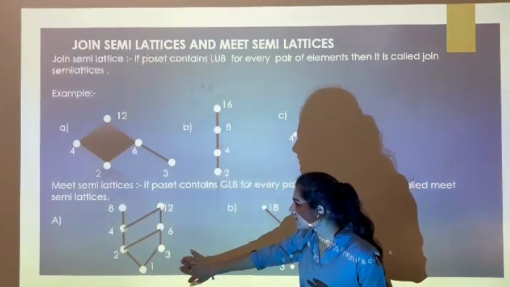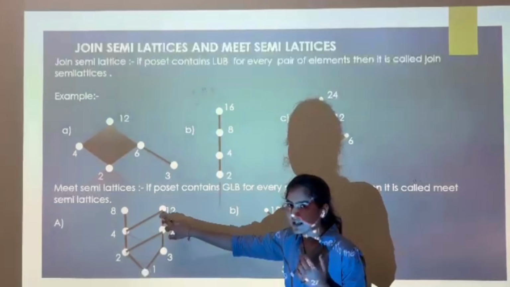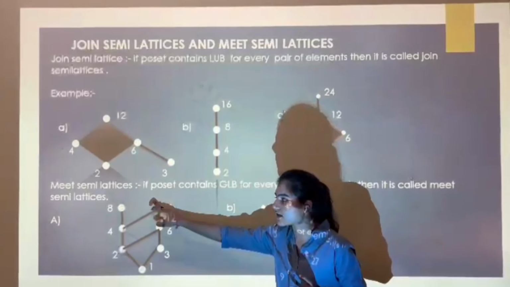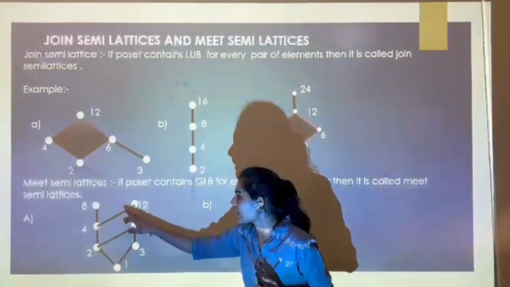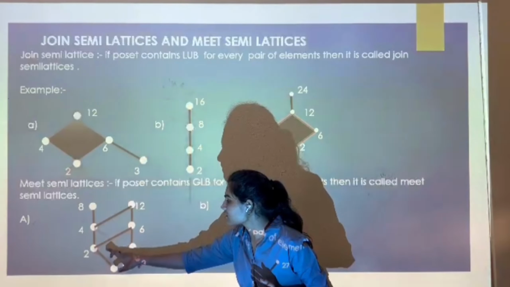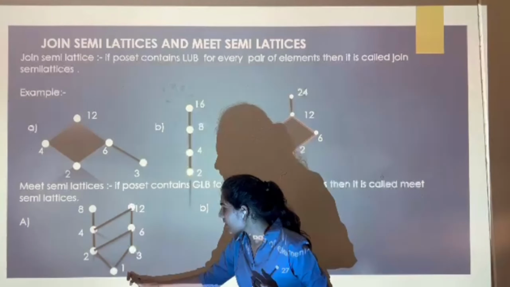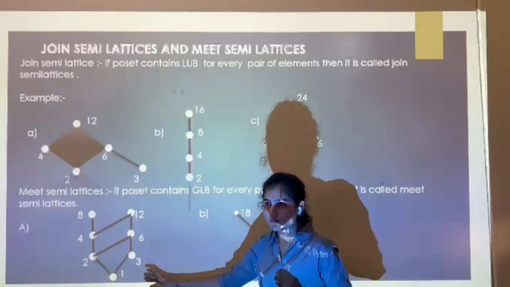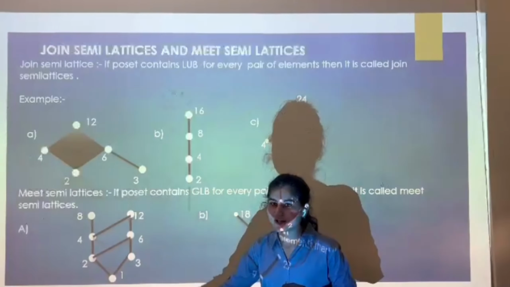And in this diagram 8 and 12 don't have a join, therefore it is not a join semilattice, but they have a meet: 4 and 6 have 2, 2 and 3 have 1. So every pair has a meet, therefore it is called a meet semilattice.